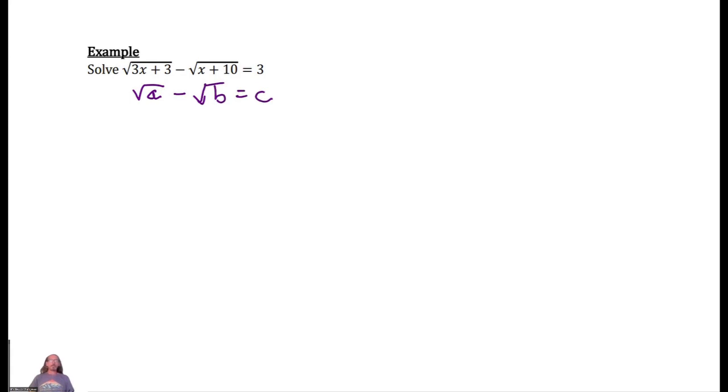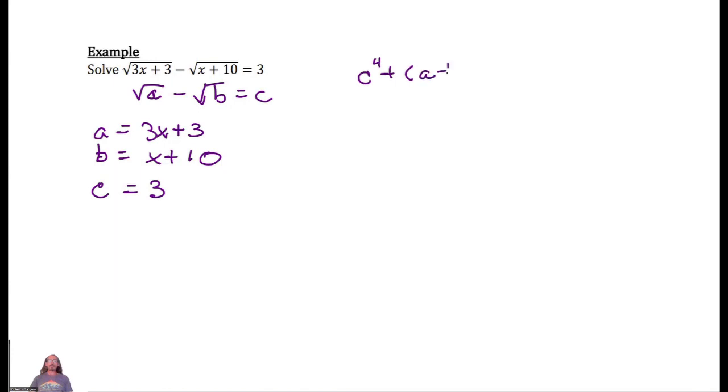So we have that a is equal to 3x plus 3. B is x plus 10. And c is 3. Our formula was that c to the fourth power plus the quantity a minus b, that quantity squared, is equal to 2c squared times the quantity a plus b.